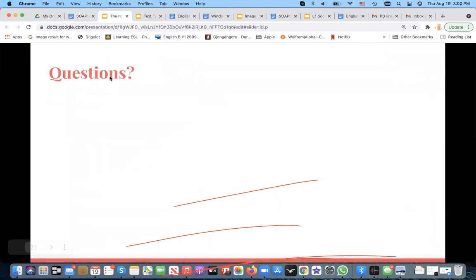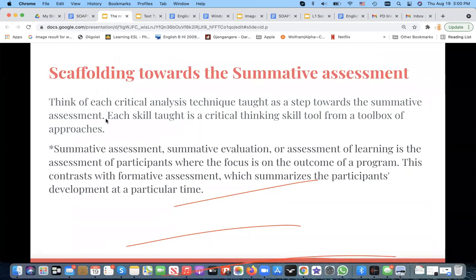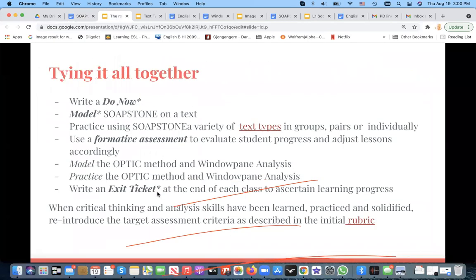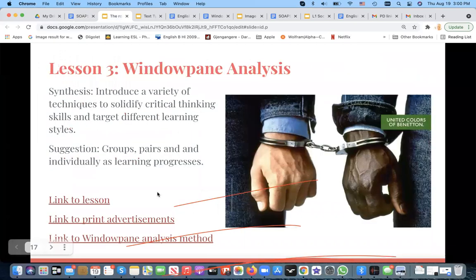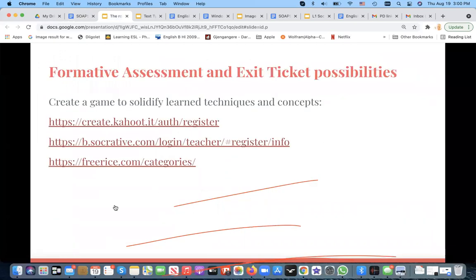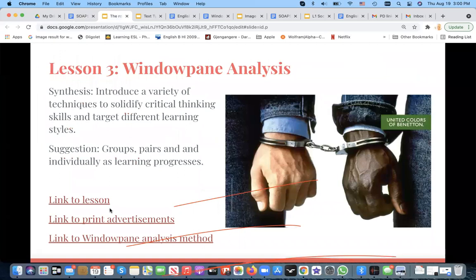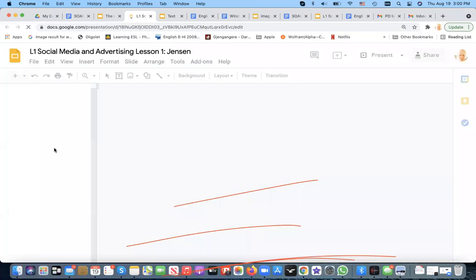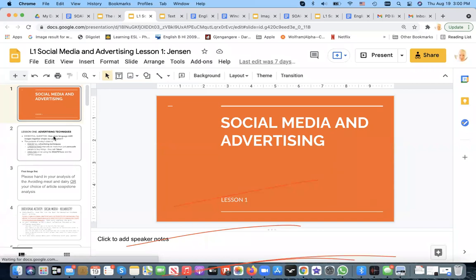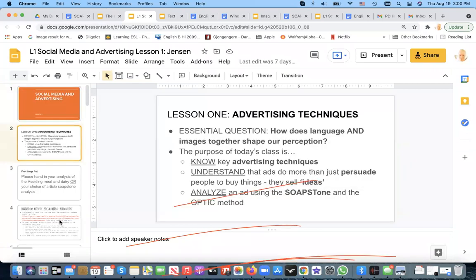If you go back here, you'll see links throughout to everything I've talked about, including things we haven't really talked about, like, for example, some of my lessons. Like the advertising lesson here. That's also something you can take with you. Advertising technique, and you see here, this is a lesson that I've taught, so you can copy and change it as you wish.